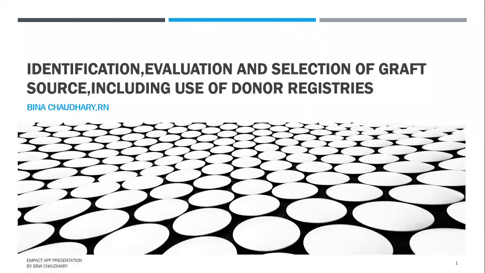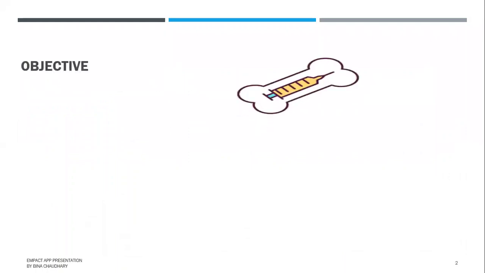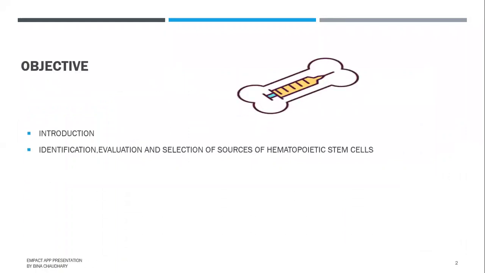I'm presenting today the identification, evaluation, and selection of graft source, including the use of donor registries. So we'll talk about this today. I have some objectives. We'll discuss an introduction, how we are going to select the source of graft, evaluate the selection of source of hematopoietic stem cells, and donor selection with donor registries, and how we are using it and what organizations are there.